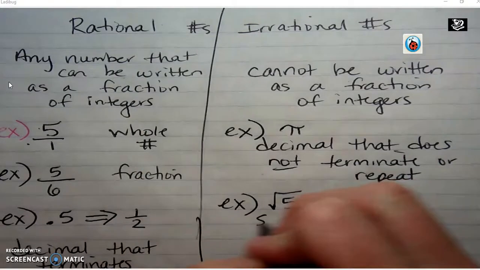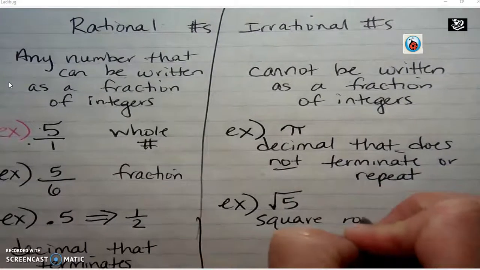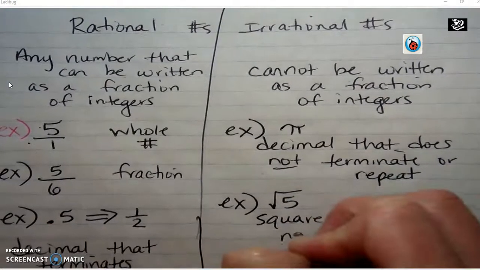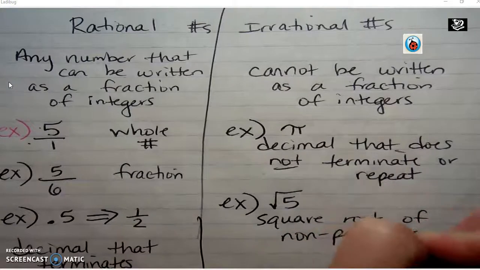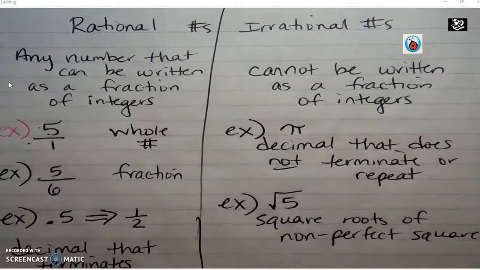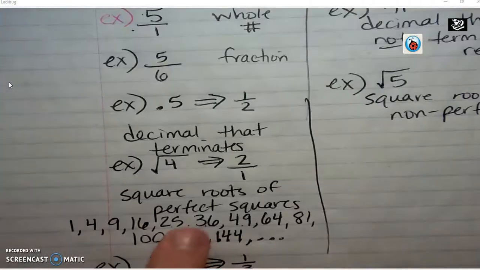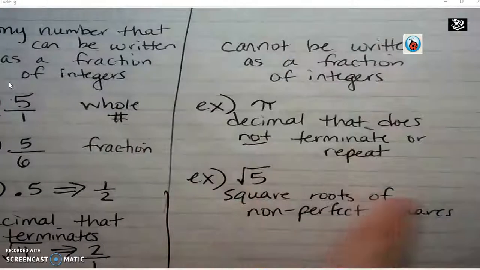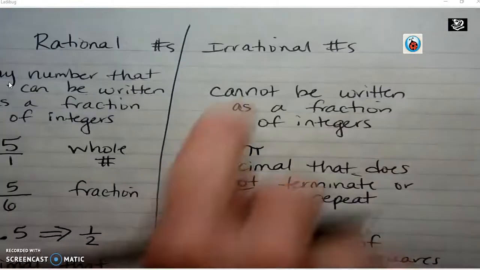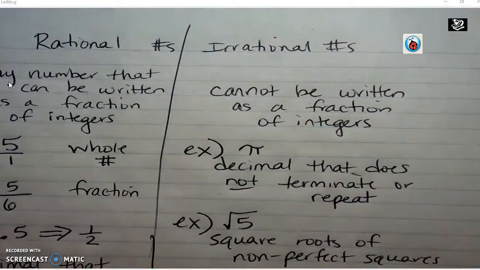So square roots of non-perfect squares. Remember, anything that's not on this list. Square roots of non-perfect squares are also irrational numbers. All right, that's it.